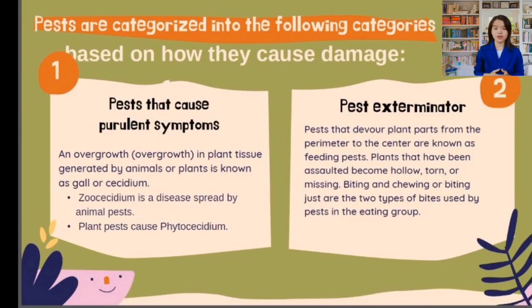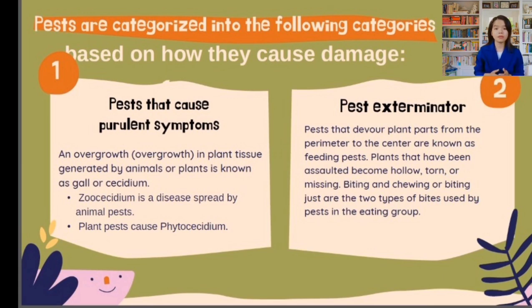Pests are categorized into the following categories based on how they cause damage. First, pests that cause purulent symptoms. An overgrowth in plant tissue generated by animals or plants is known as gall or cecidium. Zoocecidium is a disease spread by animal pests. Plant pests cause phytocecidium.